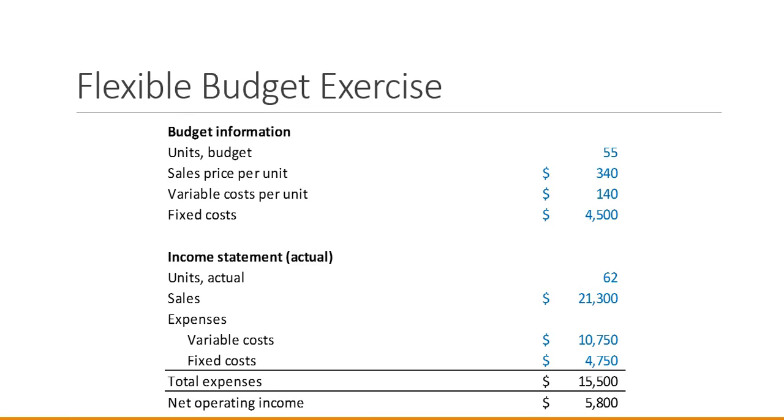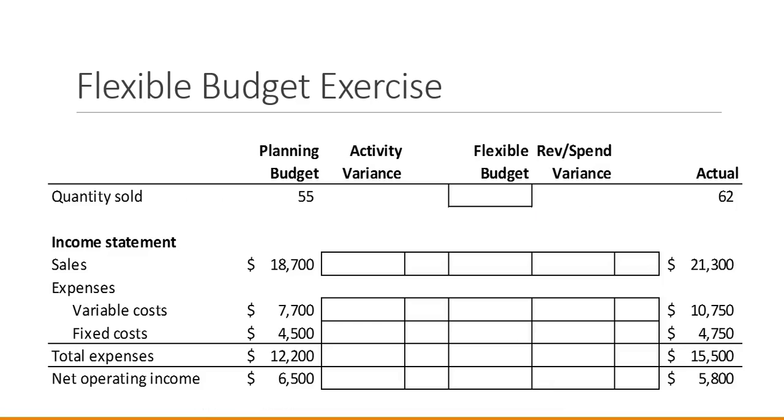And now we'll work through a flexible budget exercise. We have data for our budget at the top of the screen. We have actual results reported in our income statement at the bottom of the screen. And we can use this information to create our performance report. We'll build our planning budget. We'll build our flexible budget. We already have the actual results, and we'll calculate differences to arrive at the activity variances and the revenue and spending variances. You can take a look at this ahead of time, but we will work through this activity in class together. The following slide is the template we'll use to complete the activity.